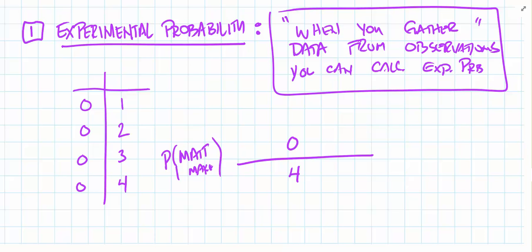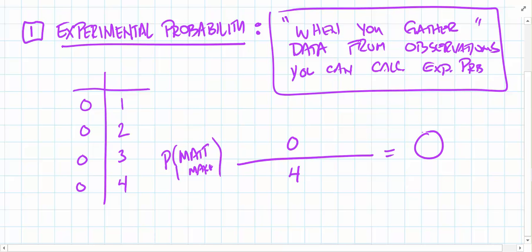It's 0. Okay, let's see if math is correct. Let's go, Matt. Come on. And, oh, we were right. He missed all 5. So what are we doing here? This is an example of experimental probability, right? We were gathering data as we went, and we used that data to make a prediction for the next one.